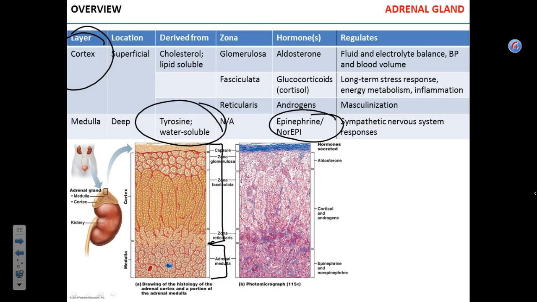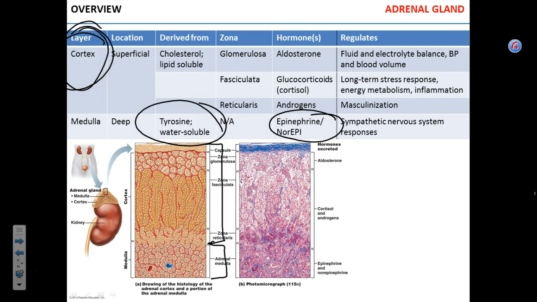Norepinephrine and epinephrine are water-soluble hormones derived from the same amino acid that thyroid hormone is derived from. They derive from tyrosine, but chemically they're quite different. Thyroid hormone is fat-soluble. Epinephrine and norepinephrine are water-soluble. I'm not going to talk about these two because we got decent coverage of them when we talk about the sympathetic nervous system. What we're going to focus on are the hormones of the adrenal cortex.